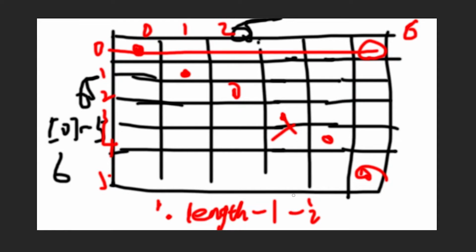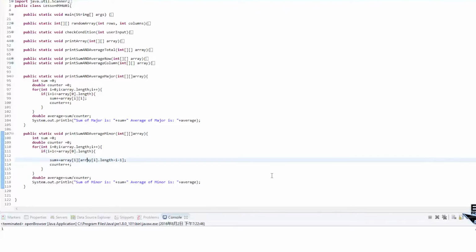If I is row 1, it's length minus 1 minus another 1, because my I is my rows, it will be this one. And then the next one, length minus 1 minus 2, because I'm on row 2, and it will be this one. It will be going down like this to give you a minor. So this is how you do a major and minor. Think of it clearly, you will get the same result.